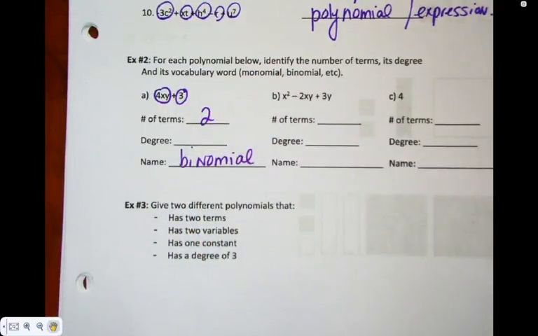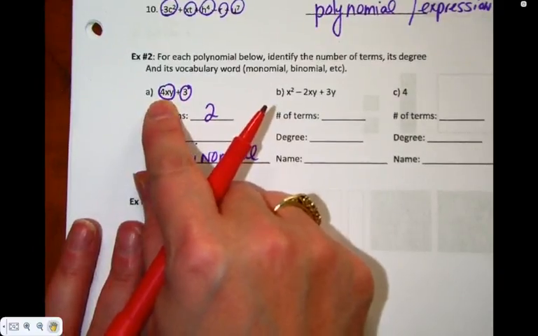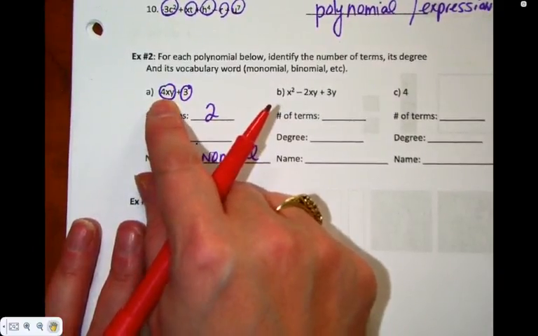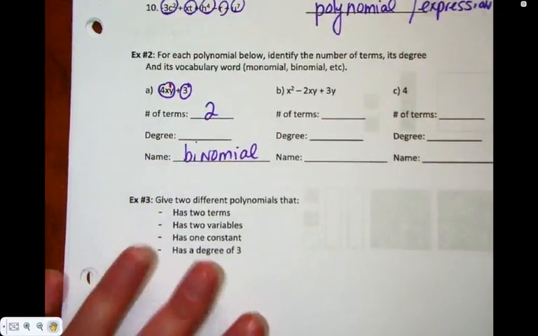What does degree mean? The highest exponent. Now it's a little bit tricky here because sometimes you don't see all the exponents. What I like to do is write them in when we don't see them. We don't see anything, any superscript on the x, but there's an exponent there. What does it mean? 1. And we don't see anything on the y, but what do we see?